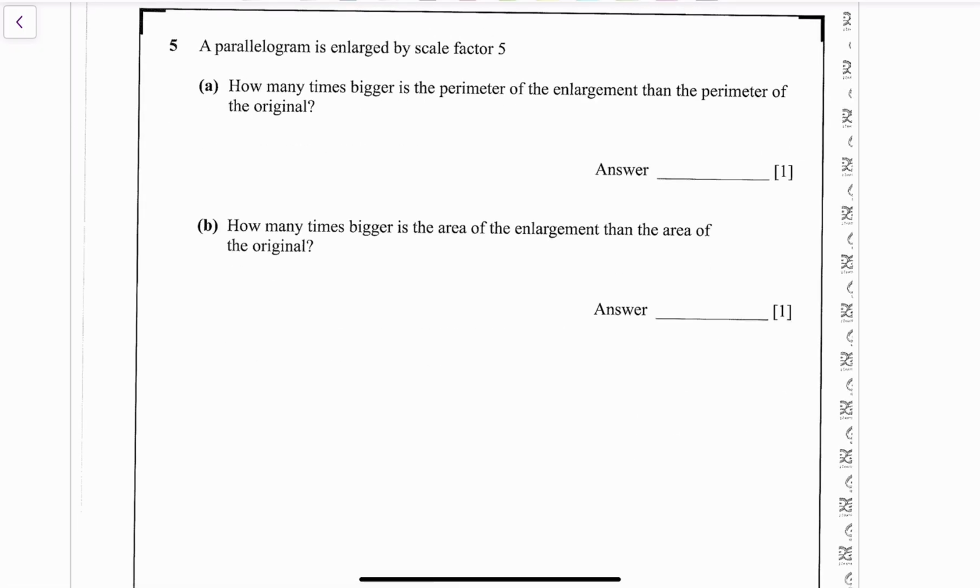Next one says, a parallelogram is enlarged by a scale factor of 5. How many times bigger is the perimeter than the perimeter of the original? Perimeter is to do with length, so it's 5 times bigger. How many times bigger is the area? So for the length, k is equal to 5. For area, the scale factor is k squared. So 5 squared is 25. So it's 25 times bigger.